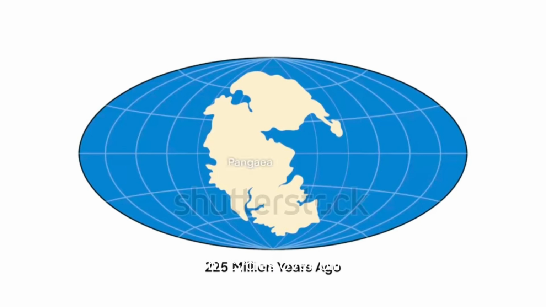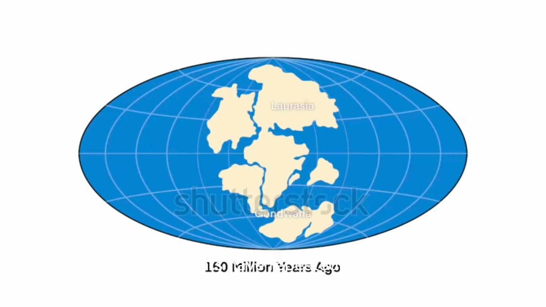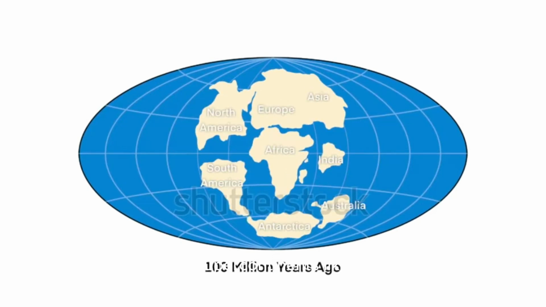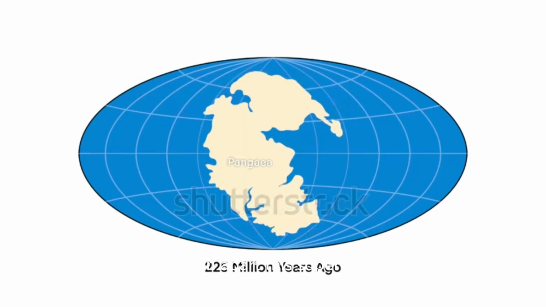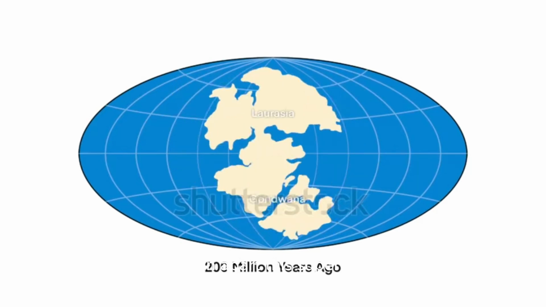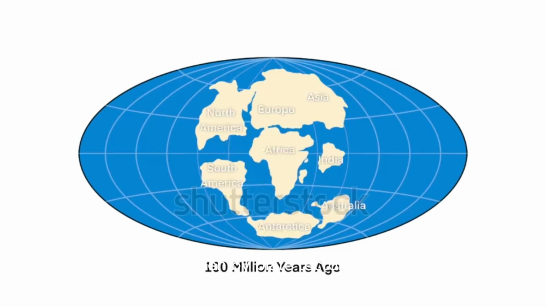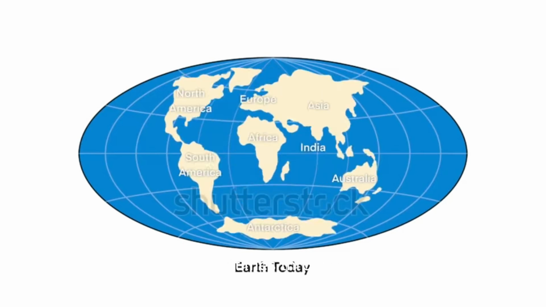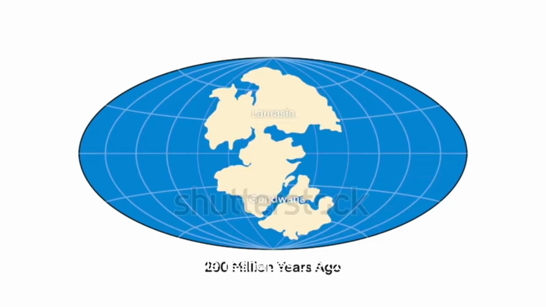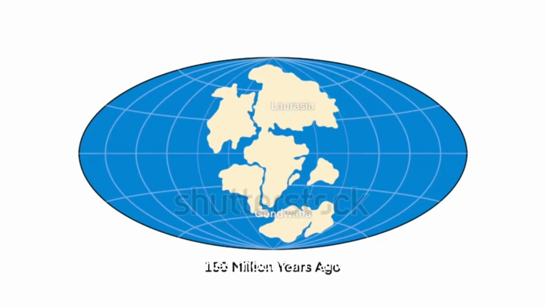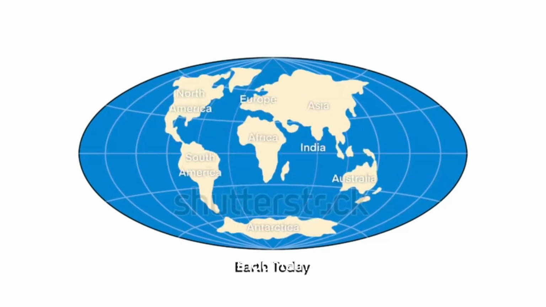4. Formation and breakup of supercontinents. Supercontinent cycles. Over billions of years, continents have repeatedly joined to form supercontinents, like Pangaea, and then broken apart. This supercontinent cycle, driven by plate tectonics, has occurred multiple times throughout Earth's history. Each cycle reshapes the continents, creating new coastlines, mountain ranges, and ecosystems.